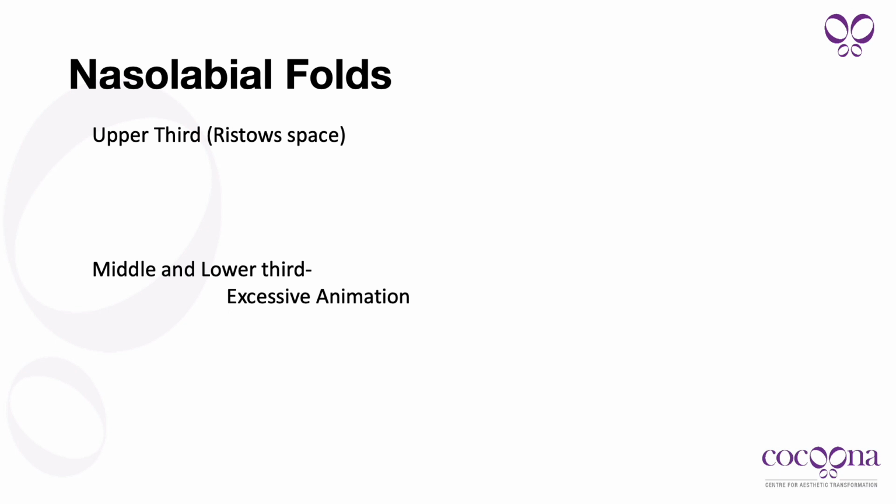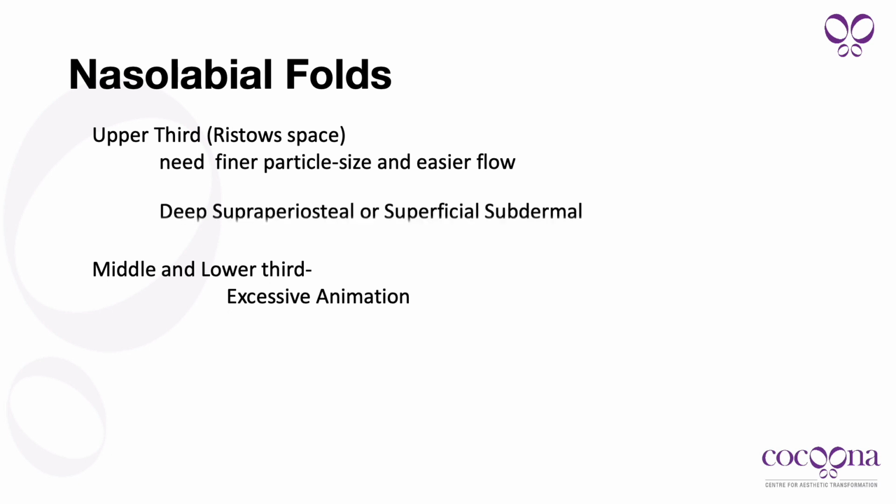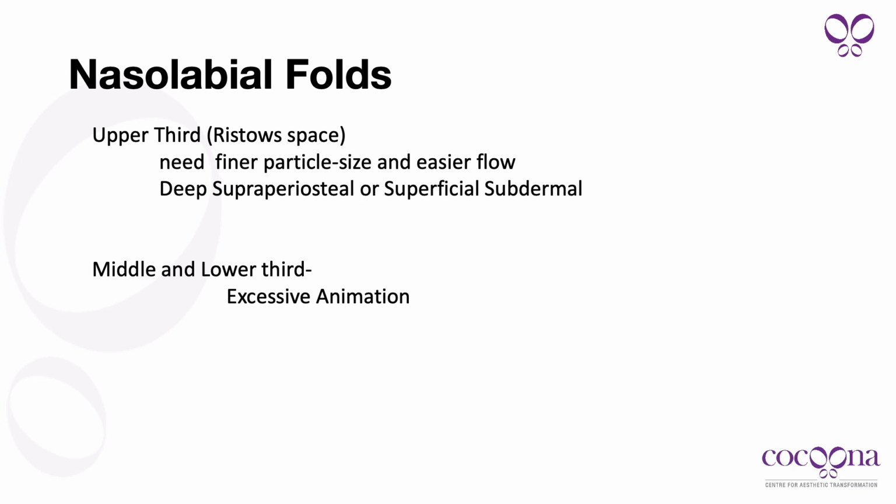So in the upper third, which is the restore space, you need to find a particle filler which is easy to flow. That makes it easier for you to inject with less risk. And the plane of injection could be deep supraperiosteal just over the piriform space, or superficial subdermal. And the product options are Restylane, Juvederm Ultra XC, or Juvederm Volure XC.